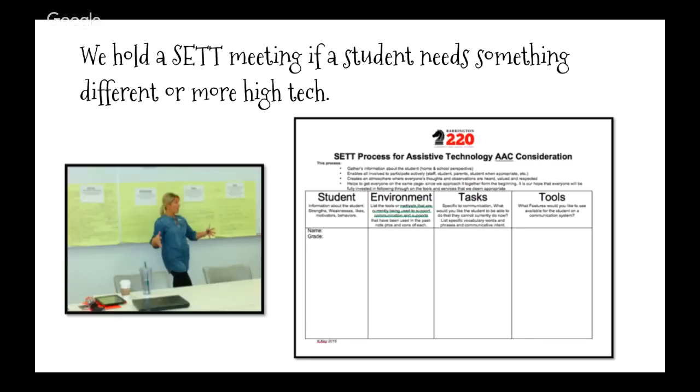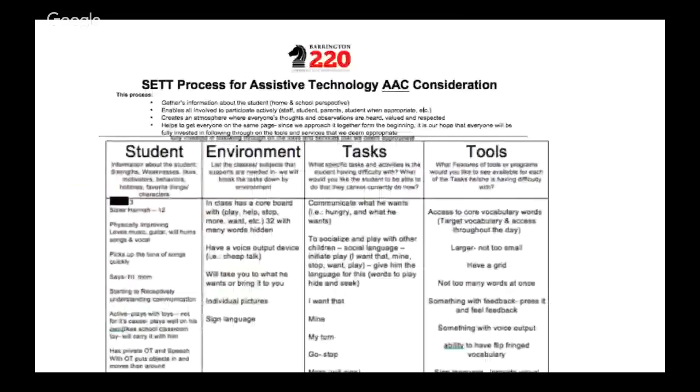So what we do is we use the SET process. Most people are familiar with that. It stands for Student, Environment, Task, and Tools. Really looking at that individual student and their specific needs and the tasks you're asking them to do before you would look at then specific tools. And you're always talking about the features versus specific items. So we just gave you an example of what that one specific one looked like for a 3-year-old.